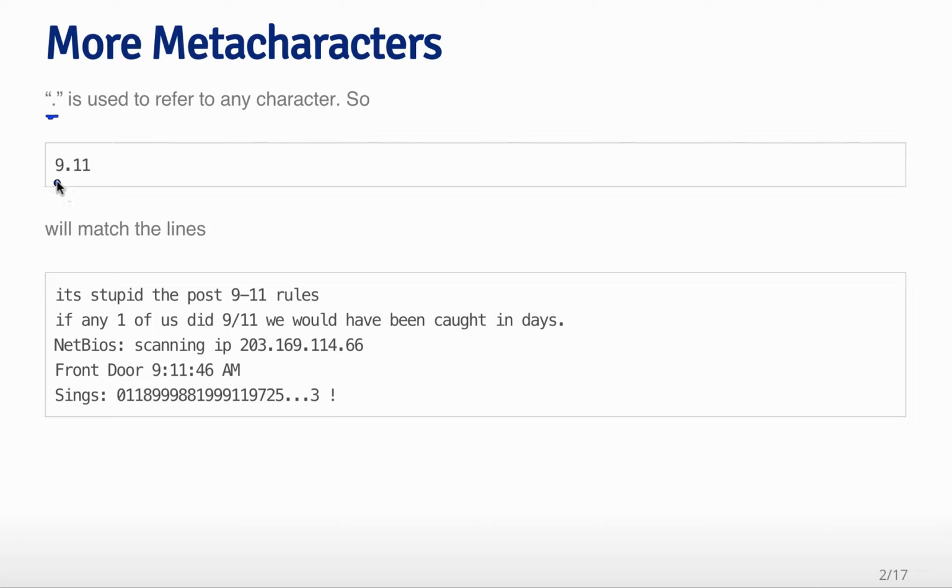So if you search for the term 9.11, what that's going to look for is any place where it sees a 9 followed by any possible character followed by an 11. So it matches all of these phrases because there's a 9 and an 11 separated by exactly one character in all of these different examples.